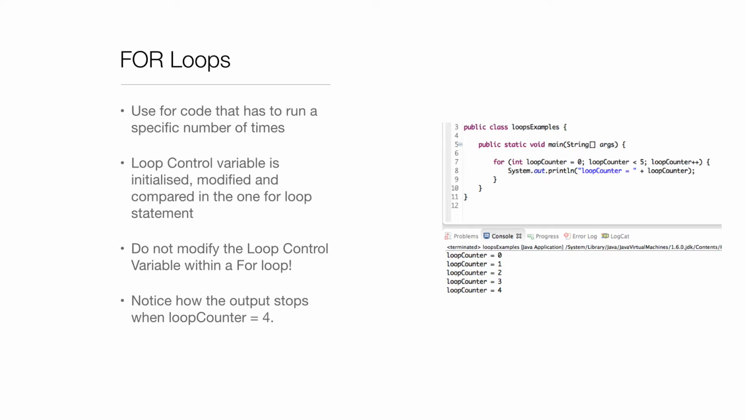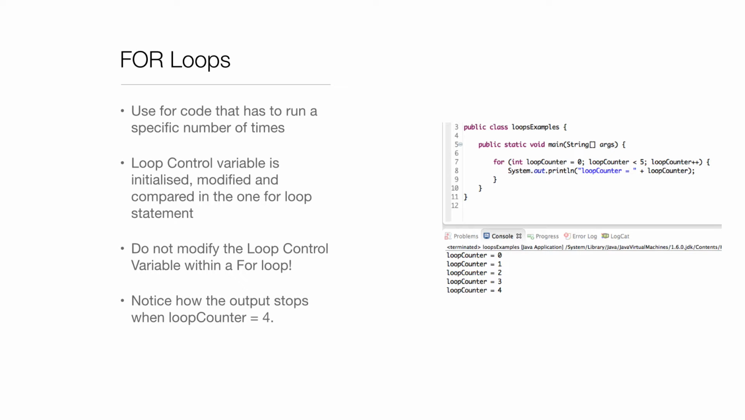And so you can look at the syntax in the code on the right on line 7. This is the start of the for loop. We've got for open bracket int loop counter equals 0 semicolon loop counter less than 5 semicolon loop counter plus plus close bracket. Now everything between those brackets is basically a shorthand version of putting up the initializer, the condition, and the modifier.